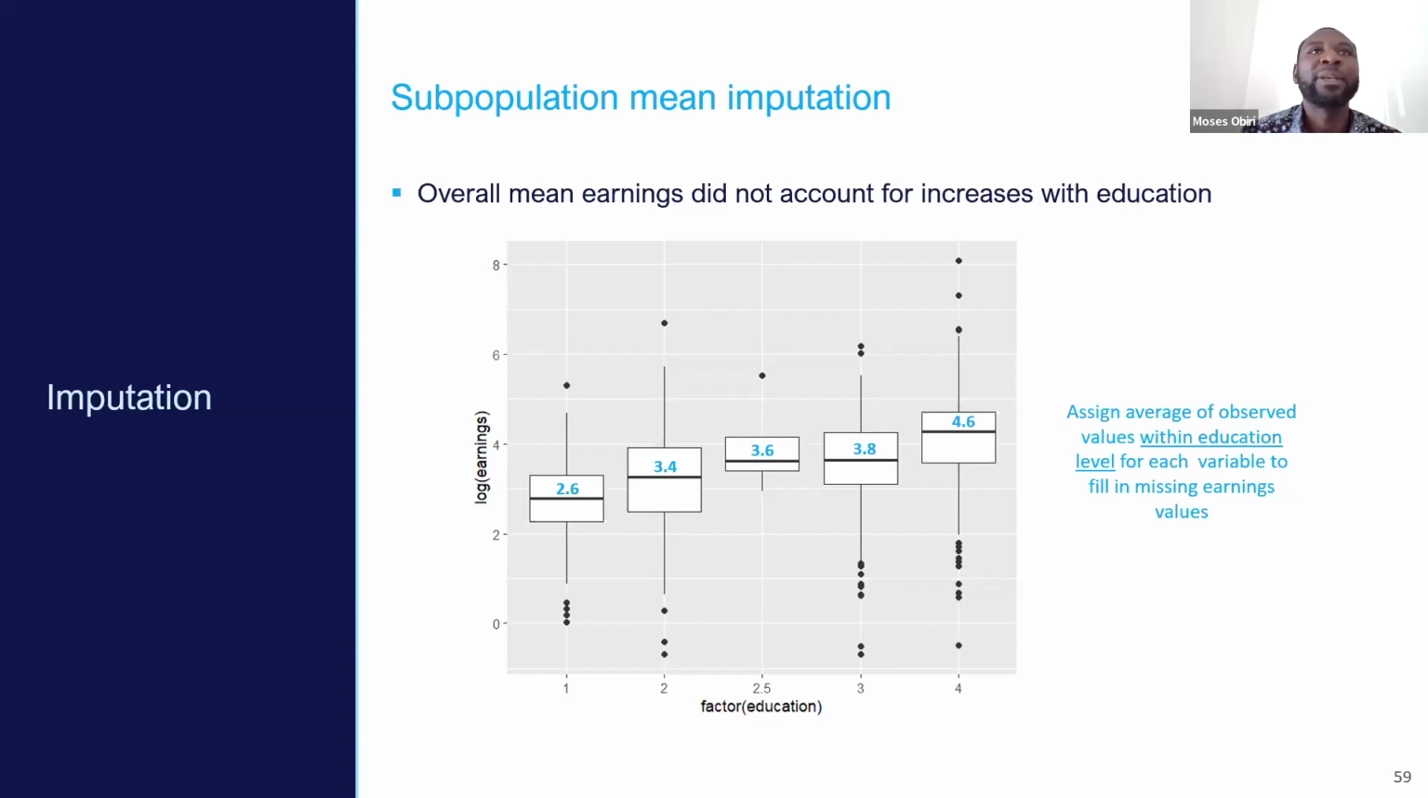I think this type of missingness would be missing at random, where the missingness in earnings is related to the level of education that the person has. And so here, using an overall mean will not be the right approach. Using the mean of the subpopulation, and here the subpopulation is levels of education, will be the right way to go.